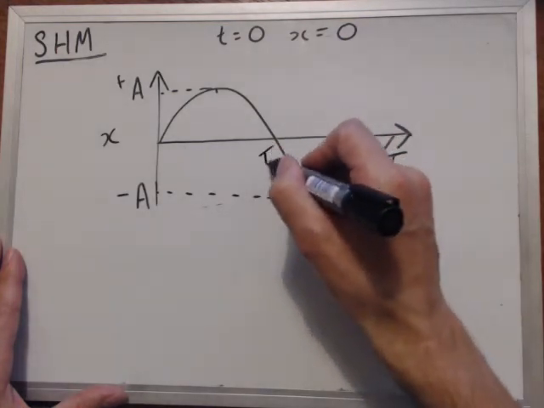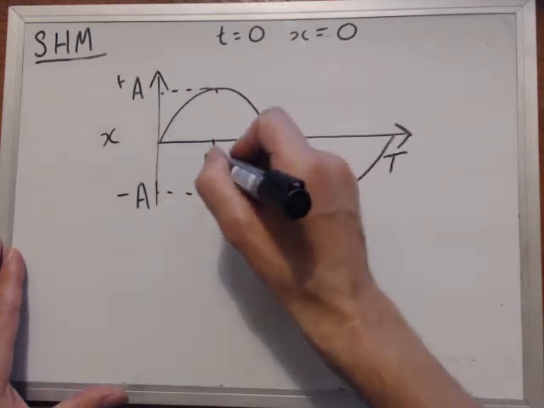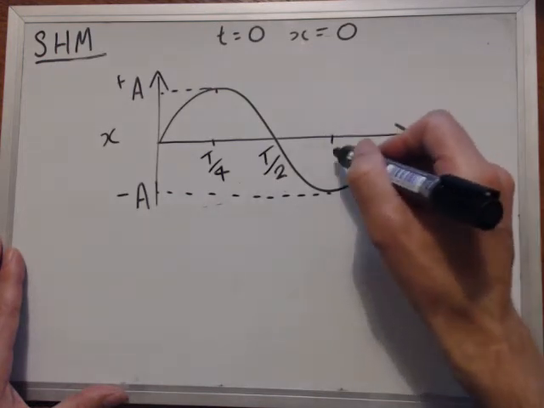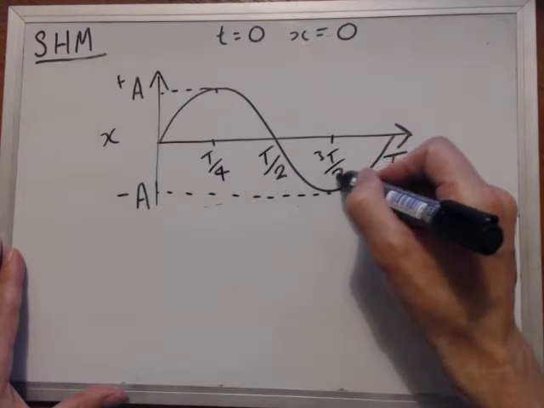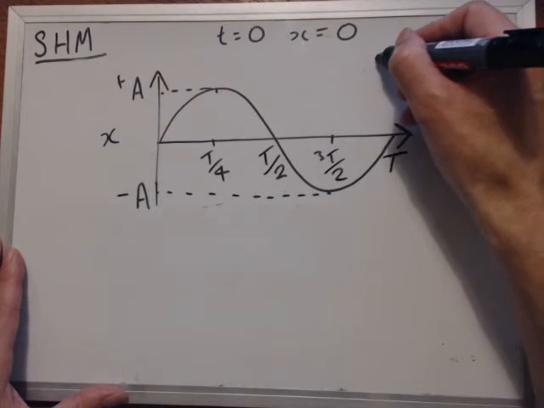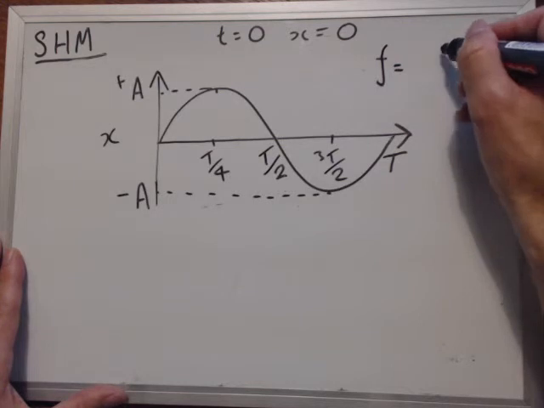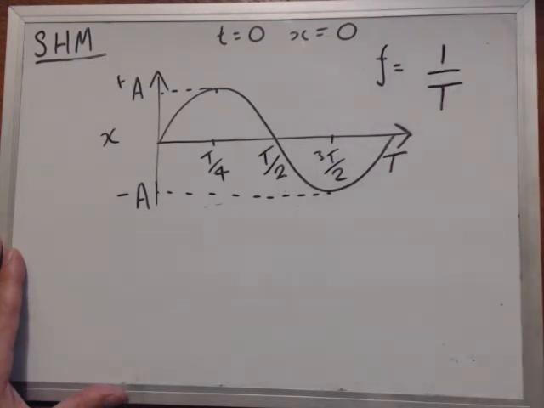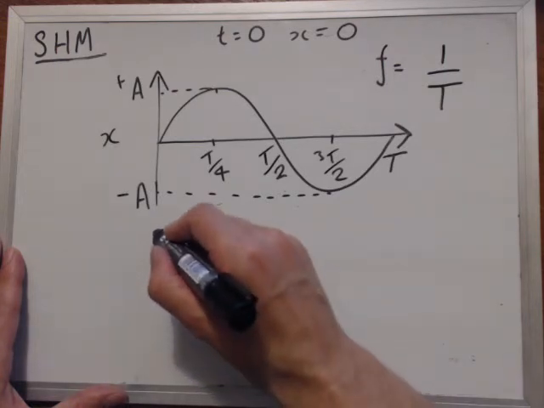This here, halfway through, is time period divided by 2. This here is time period divided by 4, and this will be 3/4 of the time period. Time period is the time for one complete oscillation. Now the frequency of oscillations, f, is the number of oscillations in 1 second, which is equal to 1 over the time period.